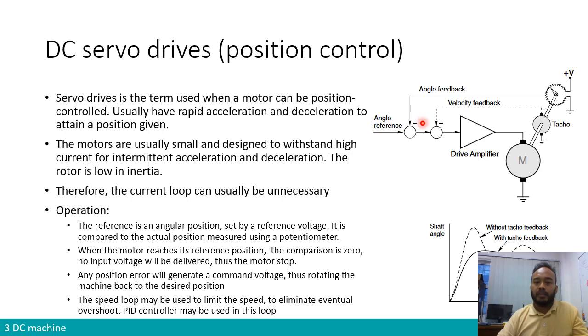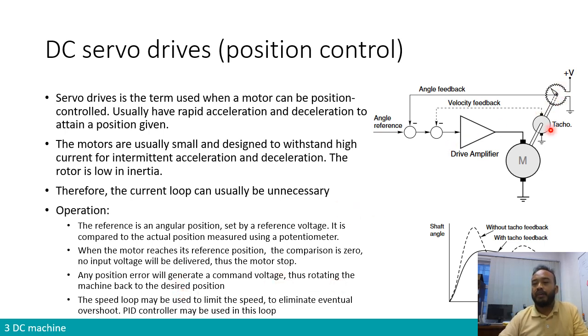The comparison will become zero. Therefore, there will be no voltage supplied to the velocity loop, and the motor will therefore stop rotating. So the motor is now in the position that is defined by the reference in the command. So in general, in the control loop, we can say that any position error will generate a command voltage, thus rotating the machine back to the desired position.